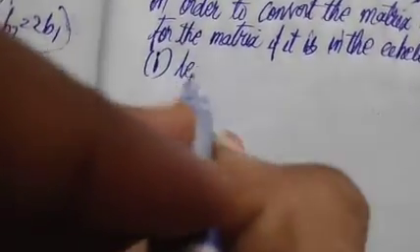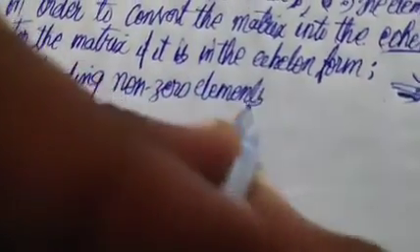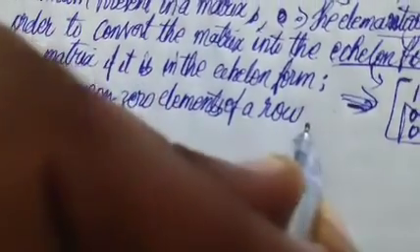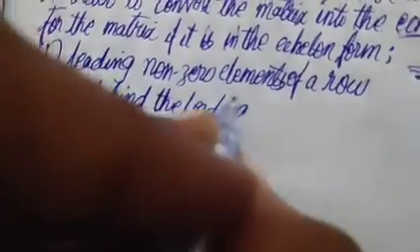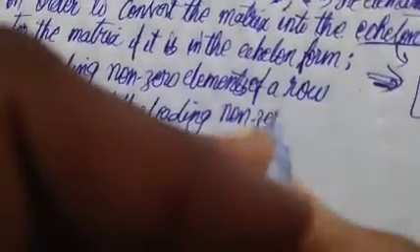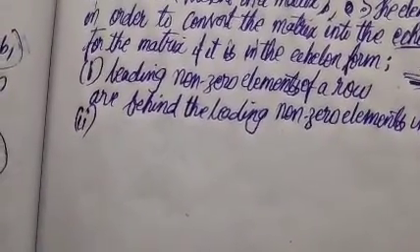The first point is that the leading non-zero elements of a row are behind the leading non-zero elements in its previous row. And the second point says that all the zero rows should be below the non-zero rows.